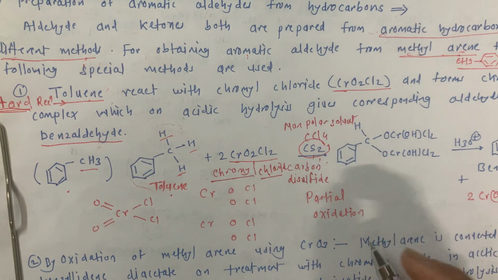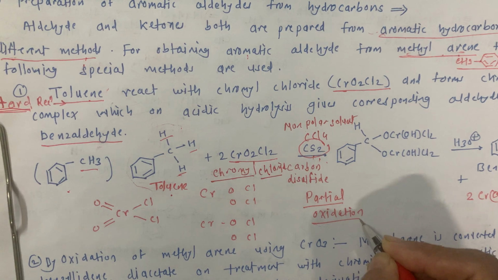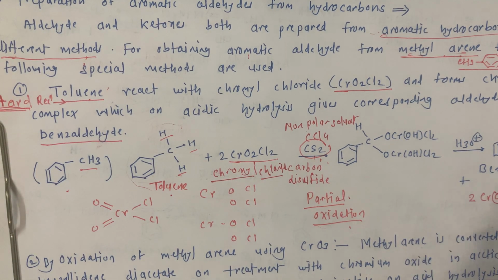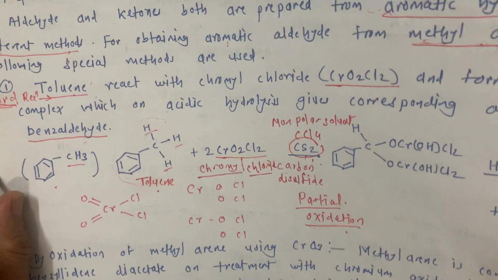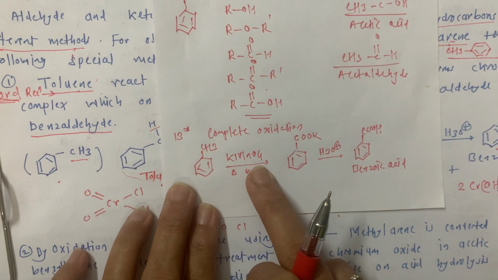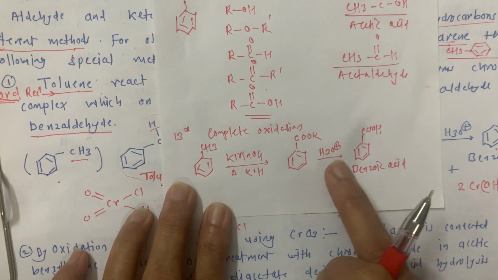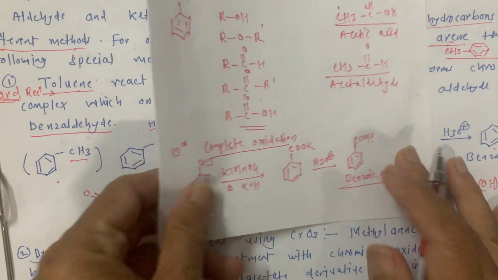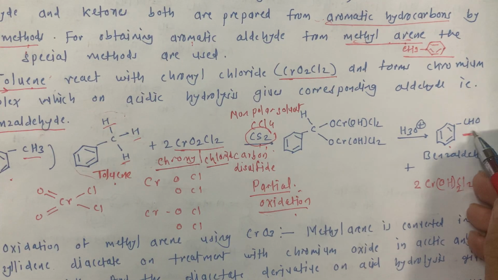This is important. And this reaction is a partial oxidation. This is not total oxidation. When there is complete oxidation, the reaction is like this: toluene reacting with KMnO4 is converted into the potassium salt of benzoic acid. Again on hydrolysis, it gives you benzoic acid. This is complete oxidation. But in partial oxidation, we get the aldehyde, this benzaldehyde product.